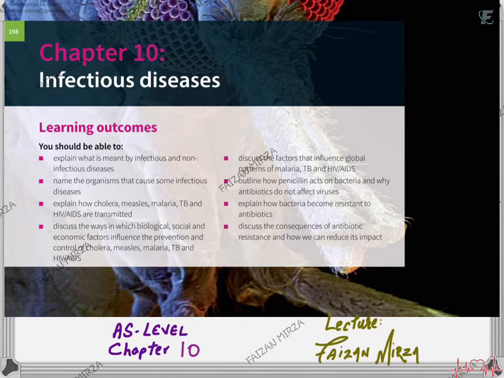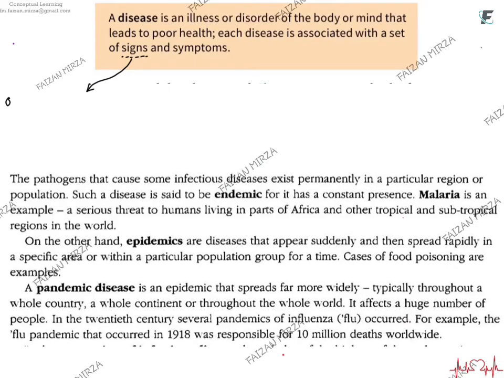We are discussing infectious diseases now. When we classify disease, we need to understand what a disease actually is. A disease is basically an illness or a disorder of the body or mind that leads to poor health. Each disease, each disorder, each illness is associated with a set of signs and symptoms, which are the clinical features of a certain disease.